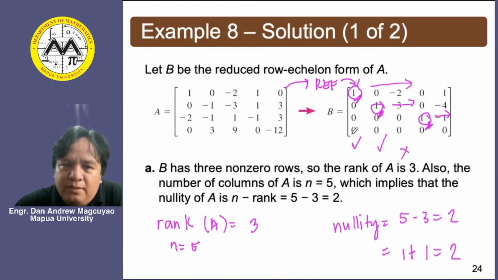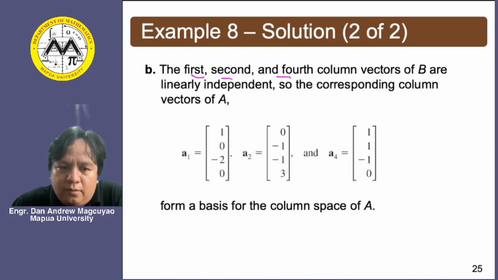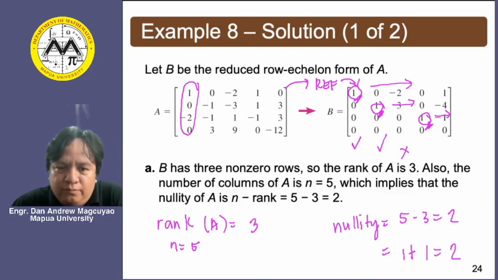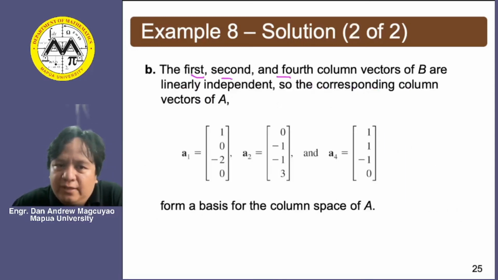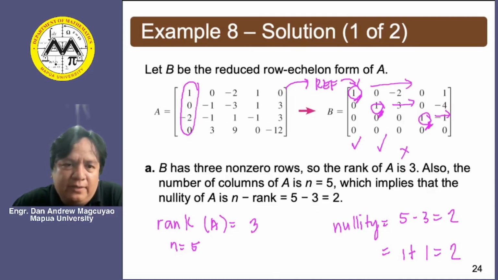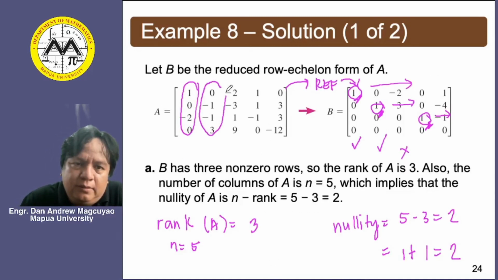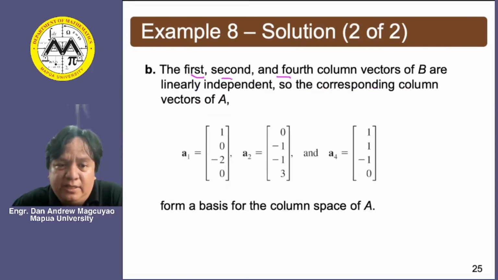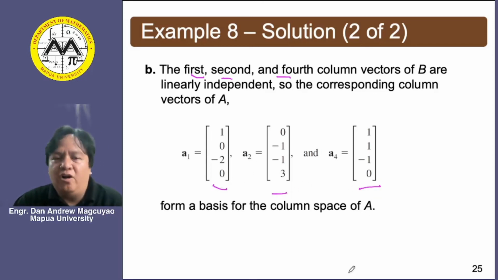So that would be the first, 1, 0, negative 2, 0. The second vector, 0, negative 1, negative 1, 3. And the fourth, 1, 1, negative 1, 0. These are the vectors that coincide with the leading ones. Thus, these vectors form a basis for the column space of A.